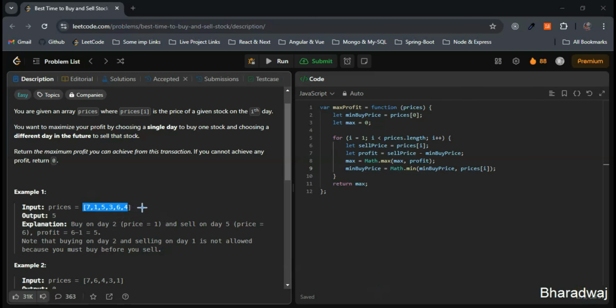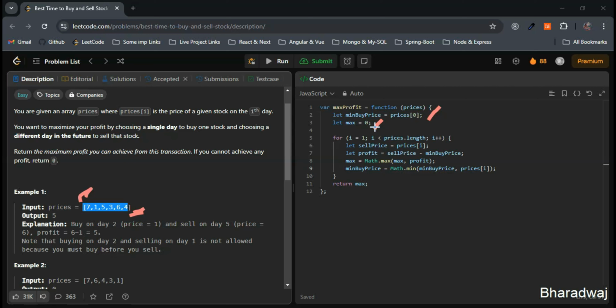So let's take this example, right? Initially we have the array of numbers: 7, 1, 5, 3, 6 and 4. The initial minimum buy price, we are setting to the price at index 0, in this case 7. Max profit initially will be 0, right? Next, day 1, the current price is 1 here.